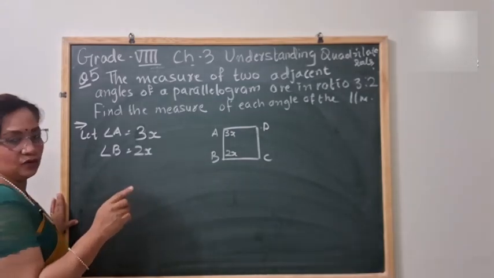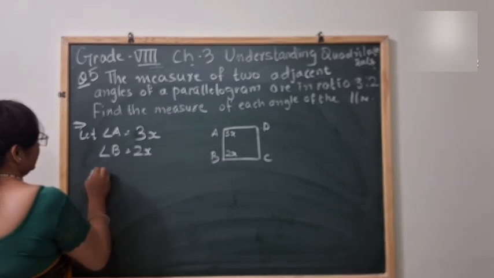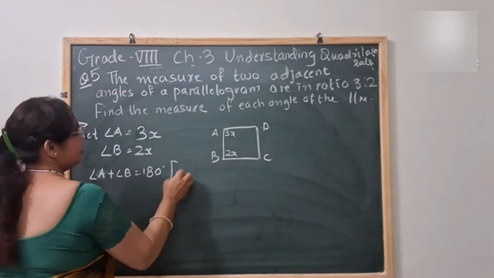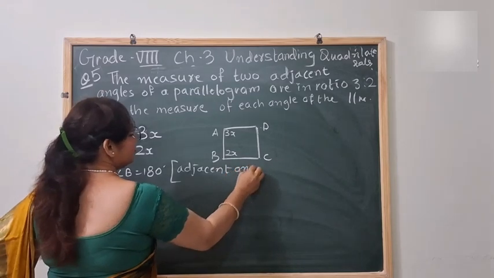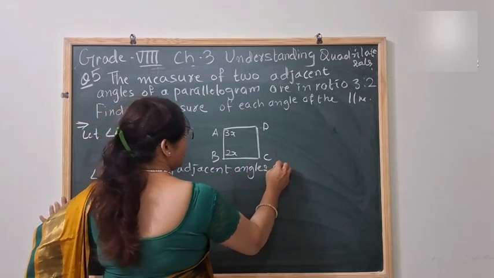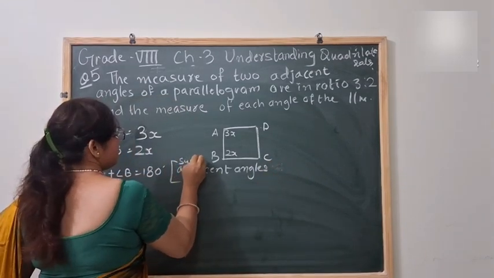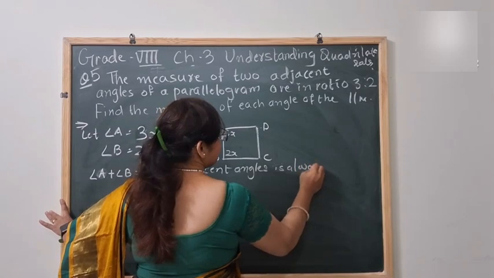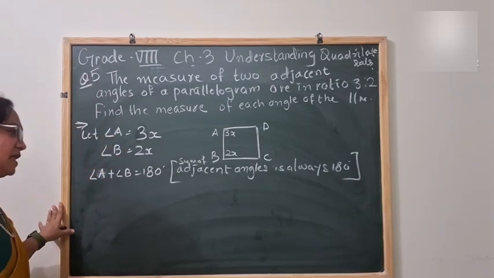In a parallelogram, the sum of adjacent angles is always 180. So you can write here that angle A plus angle B is equal to 180 degrees. Please mention the reason: the sum of the adjacent angles is always 180 degrees. Okay, students, the sum of the adjacent angles is always 180.